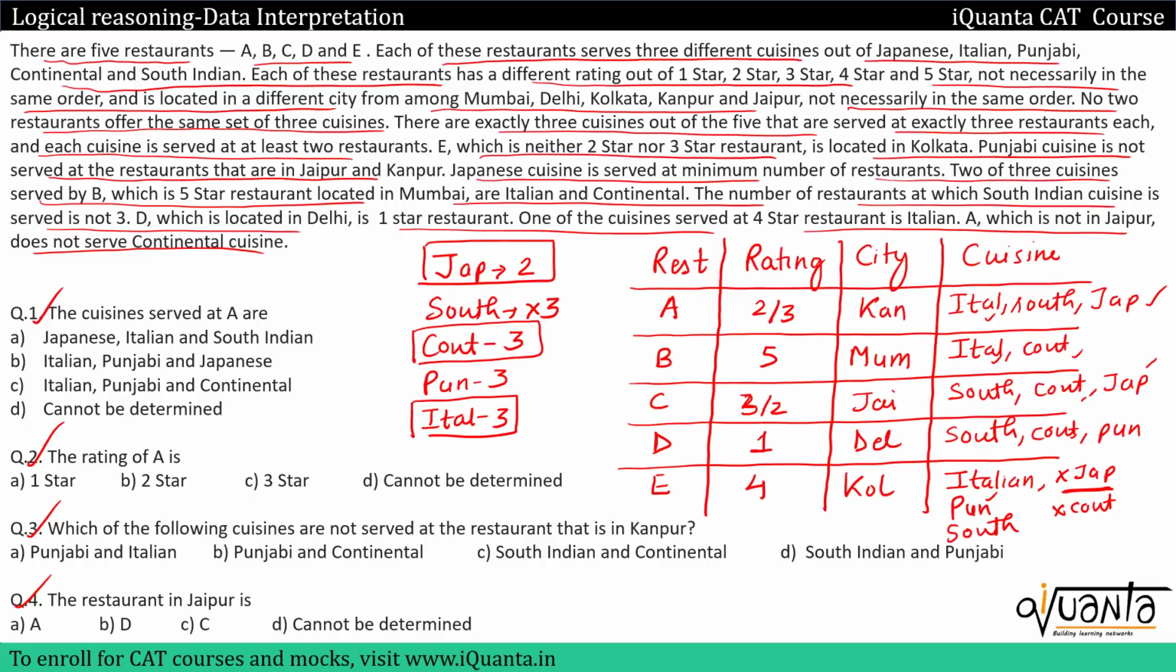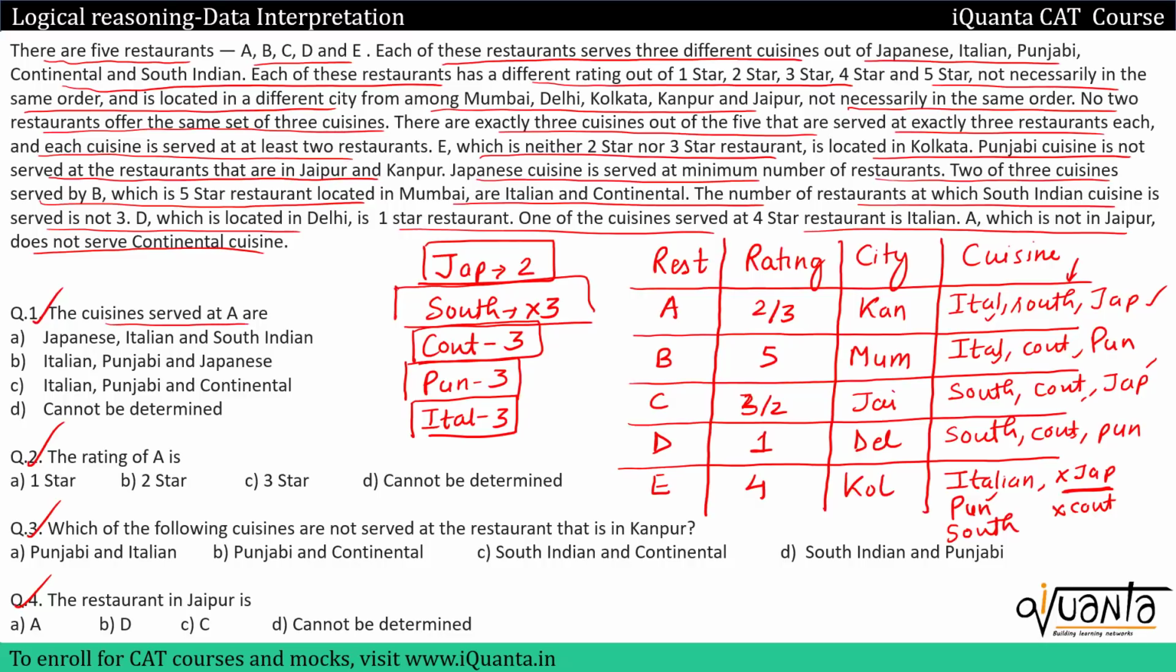Then if we look at Punjabi, it has to be served at 3 restaurants, so only space remaining is in restaurant B. We will have to put Punjabi over here. Okay, so all the restaurants have been given their three cuisines. Okay, and we have also satisfied this condition that South Indian should not be served at 3 restaurants. So South Indian has been served at restaurant A, C, D and E. Okay, so we have satisfied all the conditions. We can start answering the questions now.